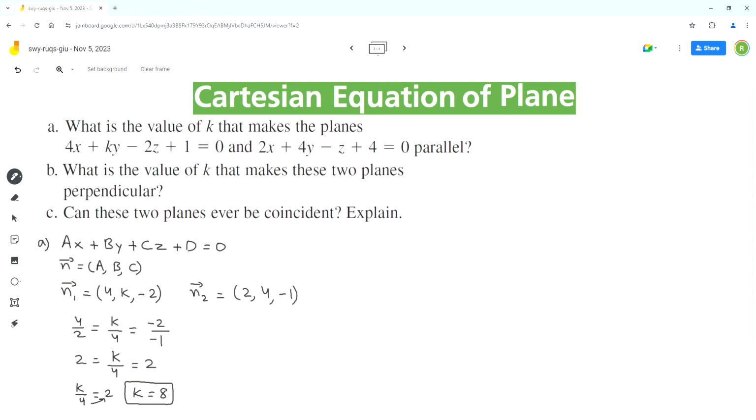Now we can answer part B. What is the value of k that makes these two planes perpendicular? If two planes are perpendicular to each other, then their normal vectors are also perpendicular to each other. This is a very important concept we need to understand and memorize. That means the dot product of the normal vectors should be equal to 0.